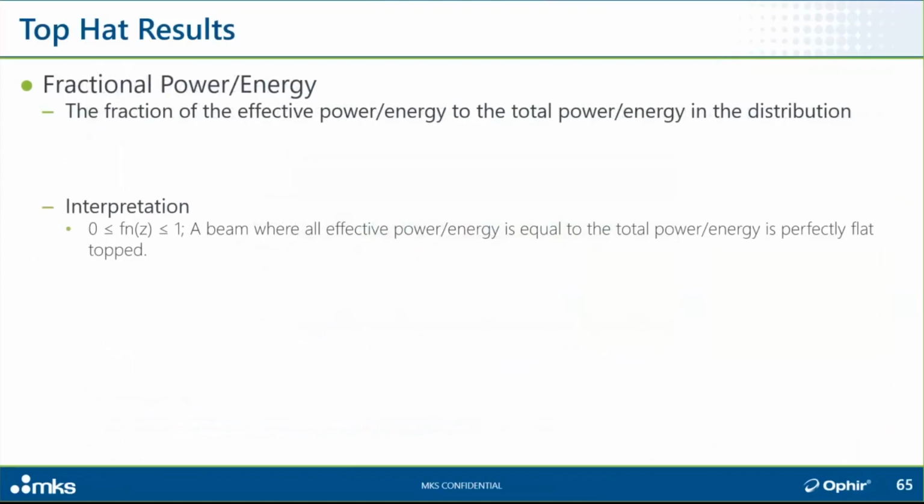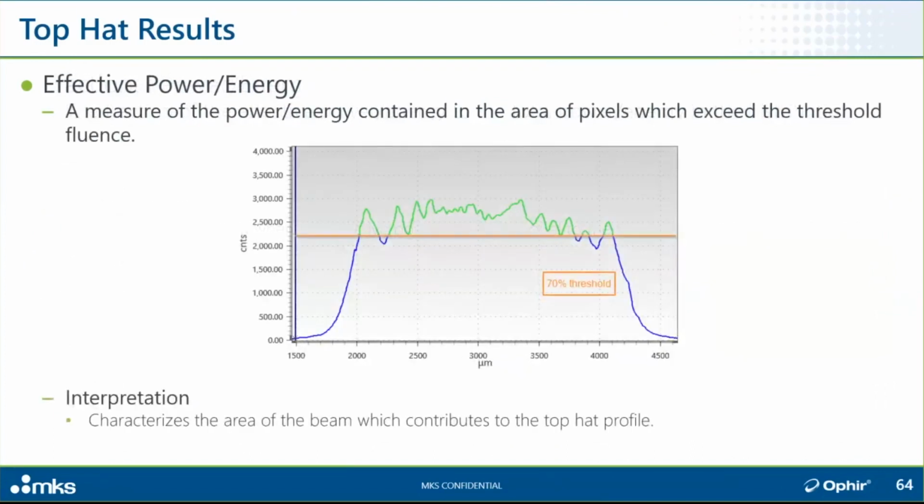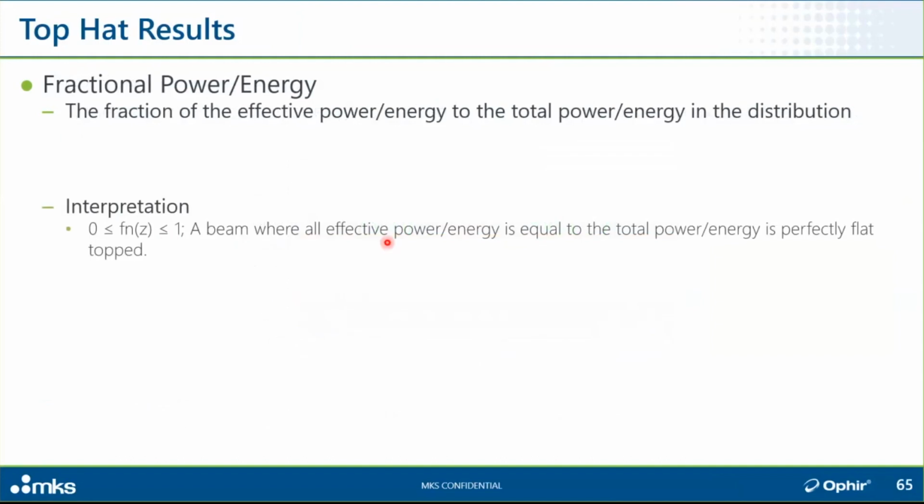Right along with that result, with effective power and energy, we have fractional power and energy, very much related. This is a fraction of the effective power to the total power in the distribution. So if all of the top hat qualifies as being intense enough to do the work, that would be a perfectly flat-topped beam. All of it crosses that threshold, and the result would be equal to 1.